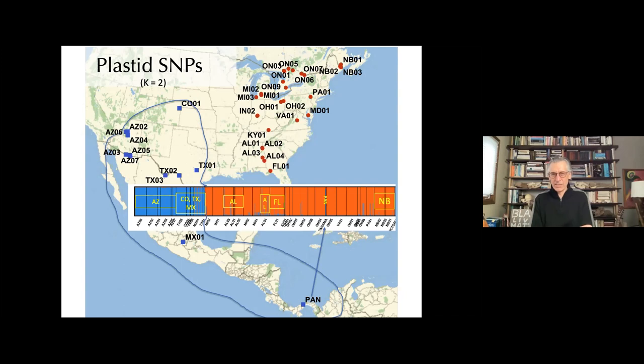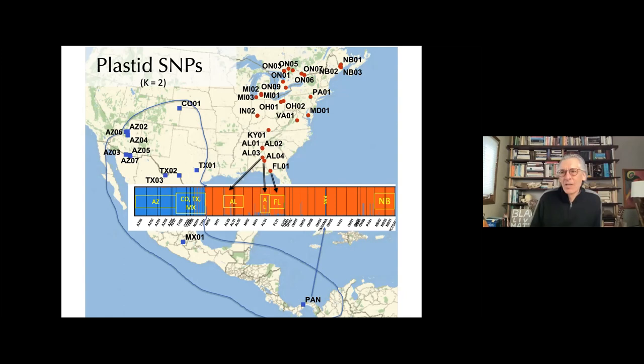So here's plastid information. The plastids show that the west and the east are well differentiated. You might notice here that west is in blue. You might notice that 4 Alabama populations and our 1 Florida population pick up some of the west, and Panama is shown right here. So this is arranged west to east. That's why you see Panama off in the middle, because we have a strict west to east layout here. So that's neat.